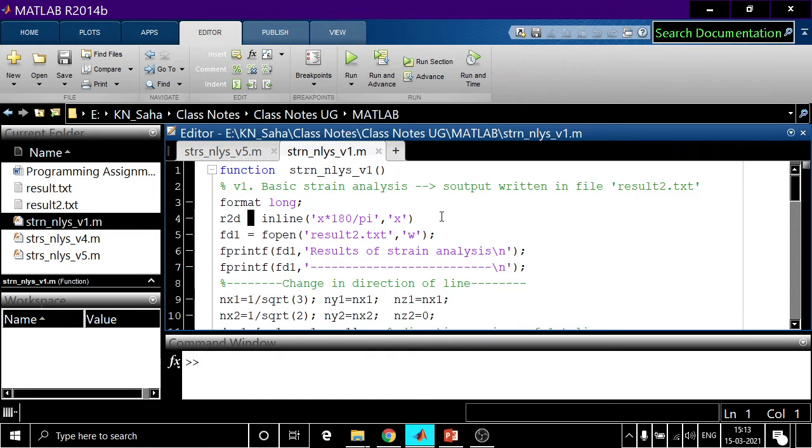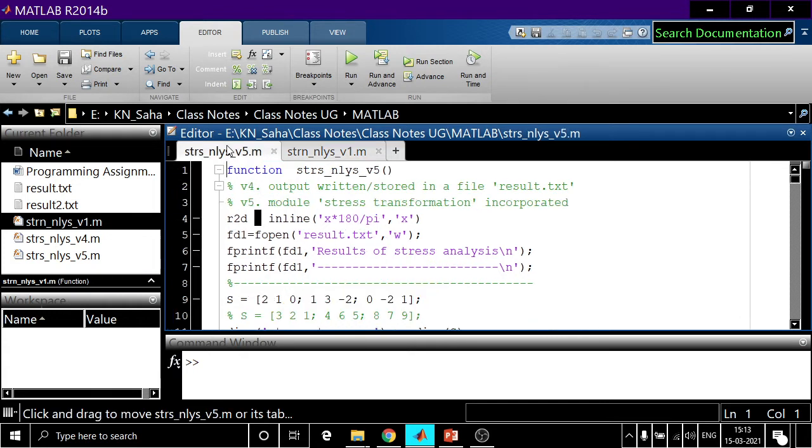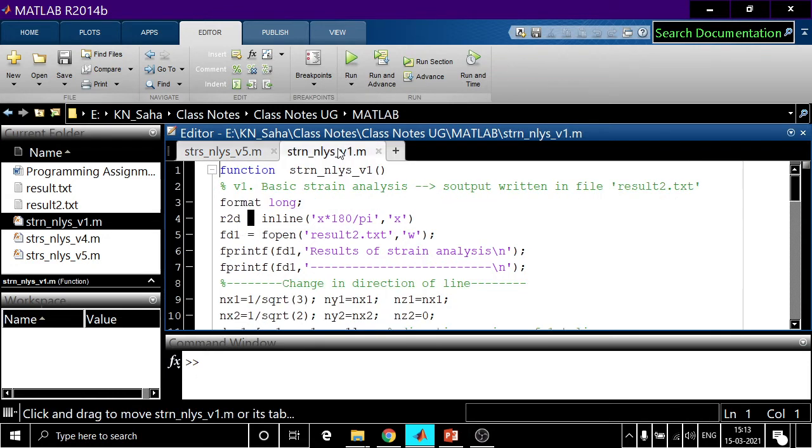The initial part you know. The result is written in a file. I have named the file result2 because earlier we already had a file which was result. Say this is result 1, which was analysis of stress, and this is result 2, analysis of strain. That part is clear.